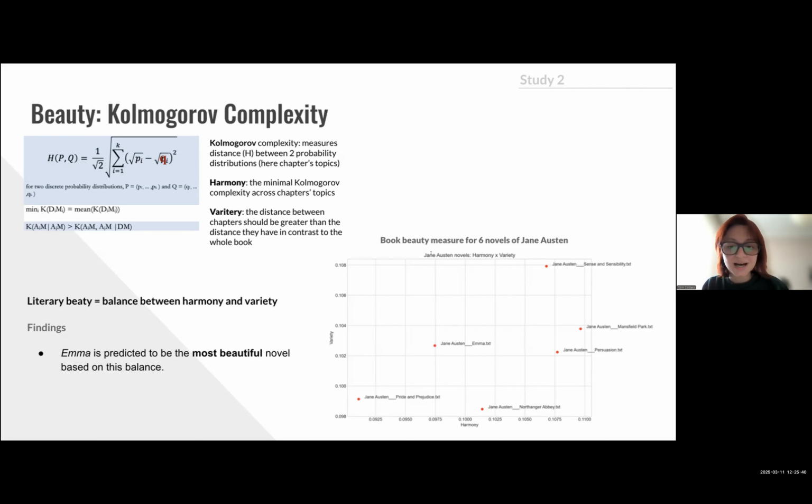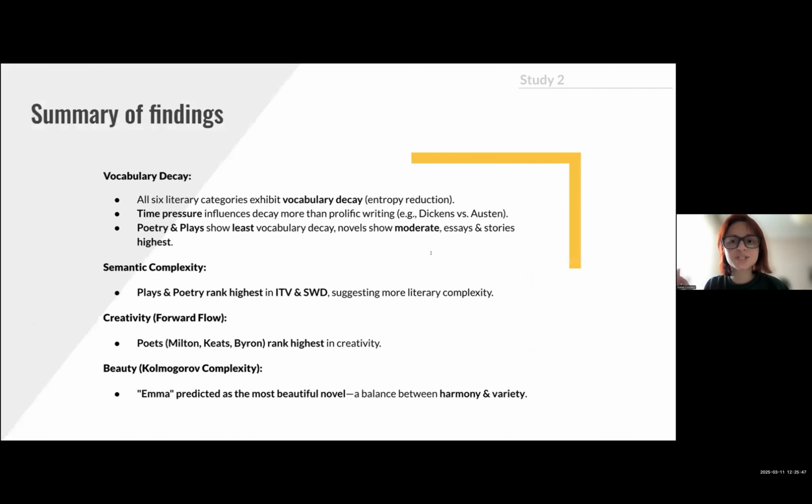But does this align with human judgment? Is literary beauty something that can truly be measured mathematically? Let's take a moment to summarize the results of study 2.